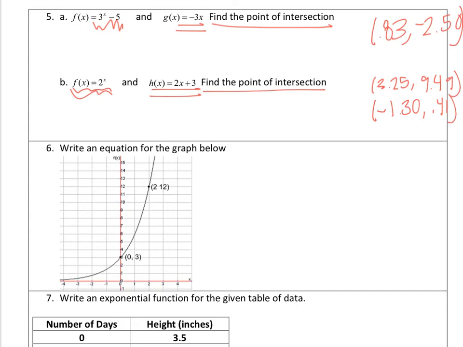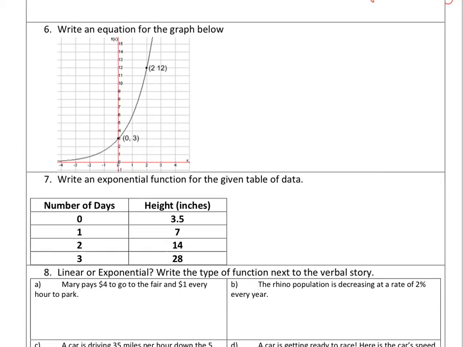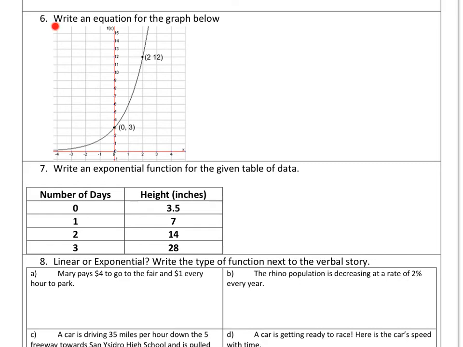Okay, let's take a look at our next question. So let me move our stuff up. Here we go. It says, write an equation for the graph below. So here's our graph. And the first thing I always do when I have a graph is I organize some of the points into a table.